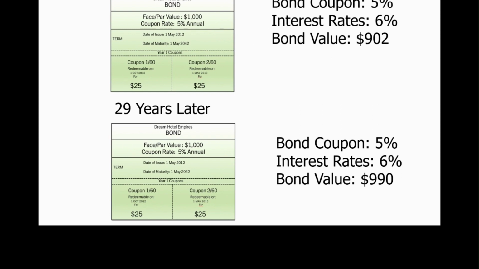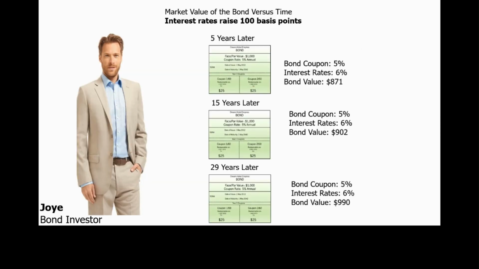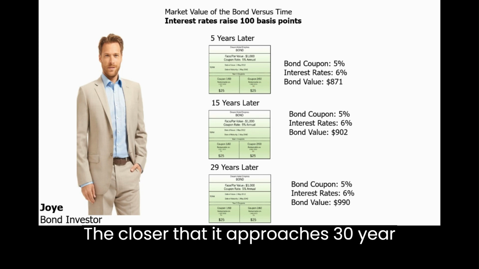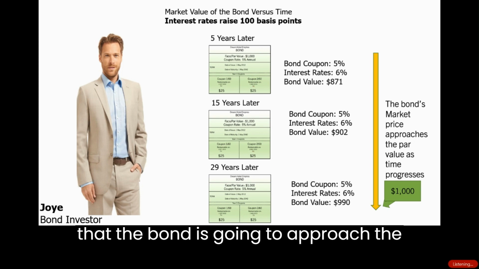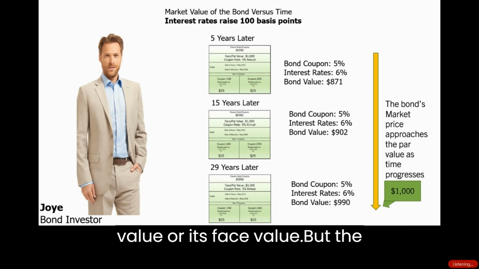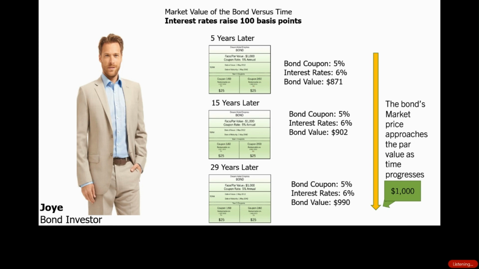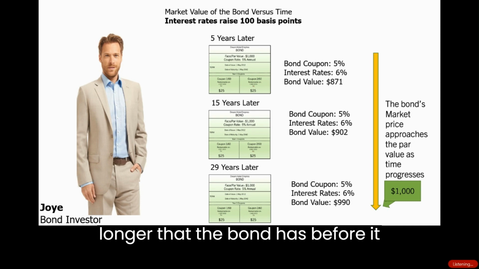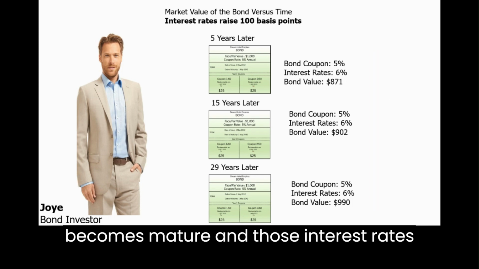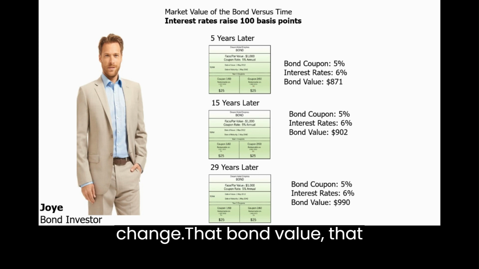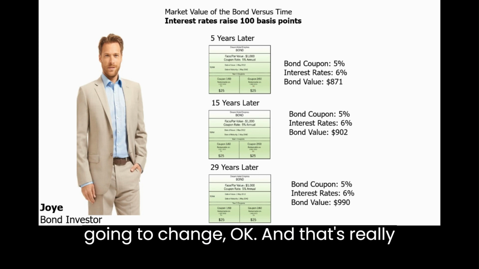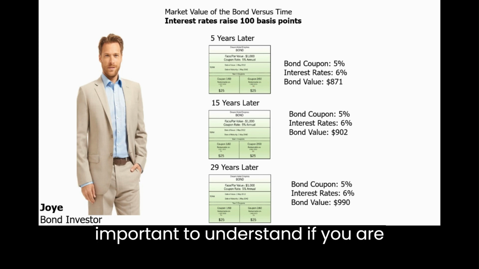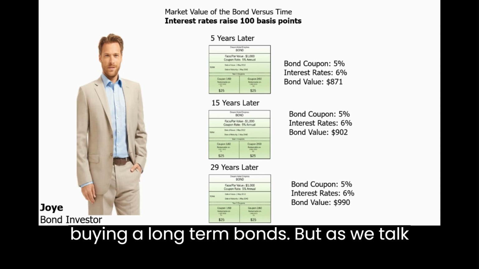So what you are going to find is that the longer you hold the bond, the closer it approaches the 30-year mark, or whatever the term is on the bond, the more the bond is going to approach its face value. But the longer the bond has before it matures and those interest rates change, the market value on the bond is drastically going to change. Okay, and that's really important to understand if you are buying long-term bonds.